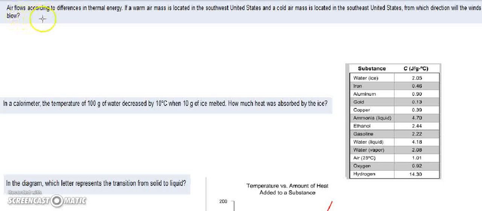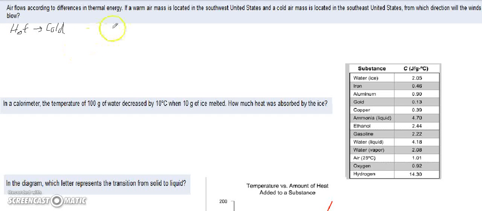So air flows. This is the wind flow question that we did in class. Air flows according to differences in thermal energy, and we know heat flows from hot to cold, or warm to cool, right? So heat flows hot to cold. Heat always flows from areas of warmth or higher thermal energy to areas of cold or lower thermal energy.